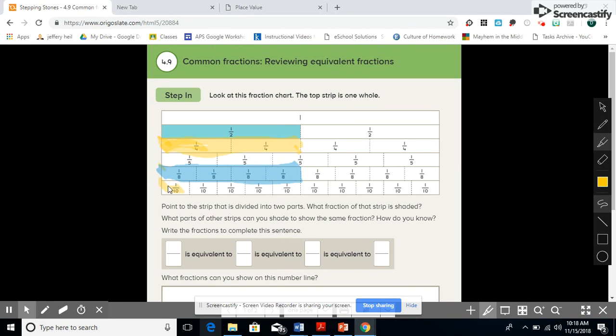Sorry, guys. Okay, if I highlight down here, 1/10, I can see that 5/10 covers the same area as 4/8 and as 2/4 and as 1/2. So all of these fractions are equivalent.